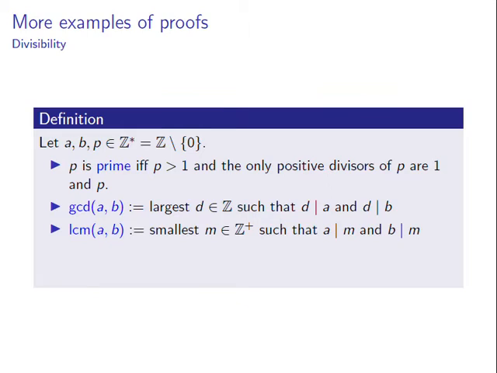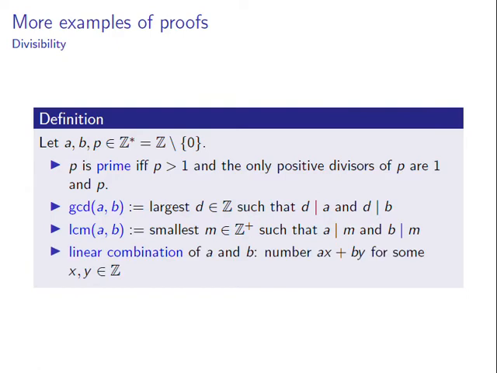The least common multiple of a and b is the smallest positive integer m, such that a divides m and b divides m. A linear combination of a and b is an integer equal to ax plus by for some integers x and y.